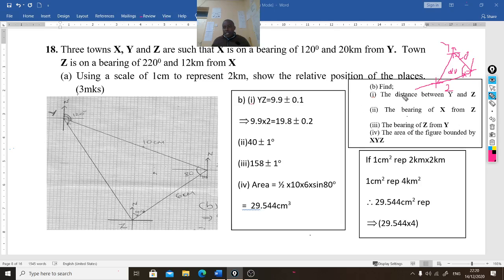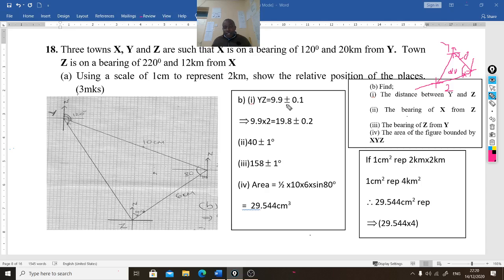You find the distance between Y and Z. The distance between Y and Z. After joining, just measure it from here to here. You will get it in centimeters as 9.9. If you get 9.9, it's plus or minus 0.1. Somebody can get 9.8, or somebody can get 10.